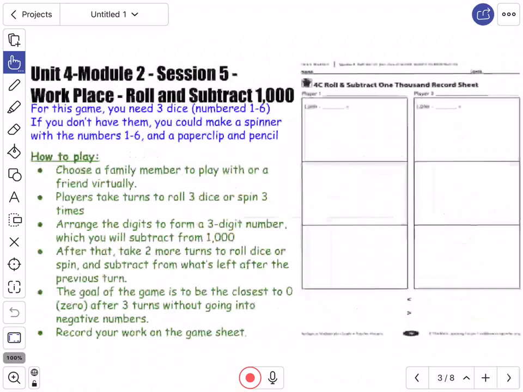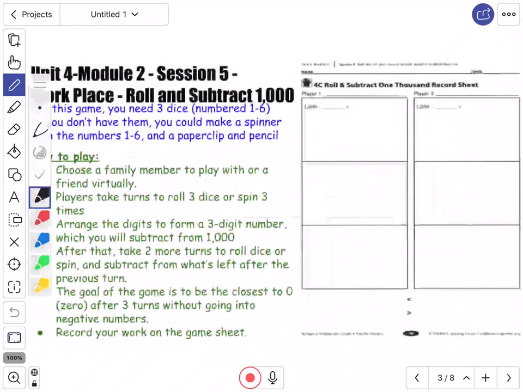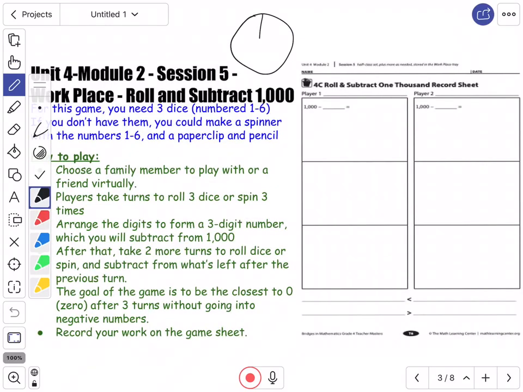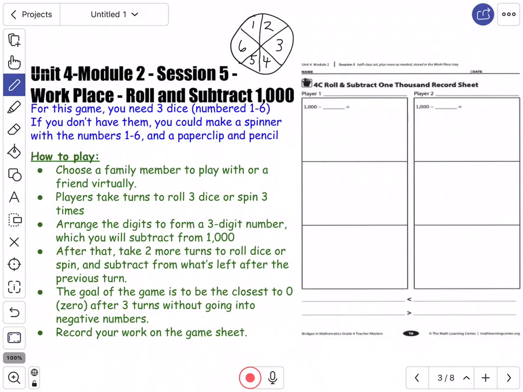Okay, so for this, I'm going to start by teaching you how to play this game. So this is a game where you could play it with a family member, you could play it virtually with a friend. Might be a little more tricky that way, but that's all right. So you do need 3 dice for this game, but for some reason, if you didn't have 3 dice, one thing that you could do was you could simply draw a circle, and you could split it into 6 sections, and you could simply number them like this. And then you could use a pencil in the center and a paper clip and spin too, okay? So it's easily played like that if you didn't have 3 dice to play.